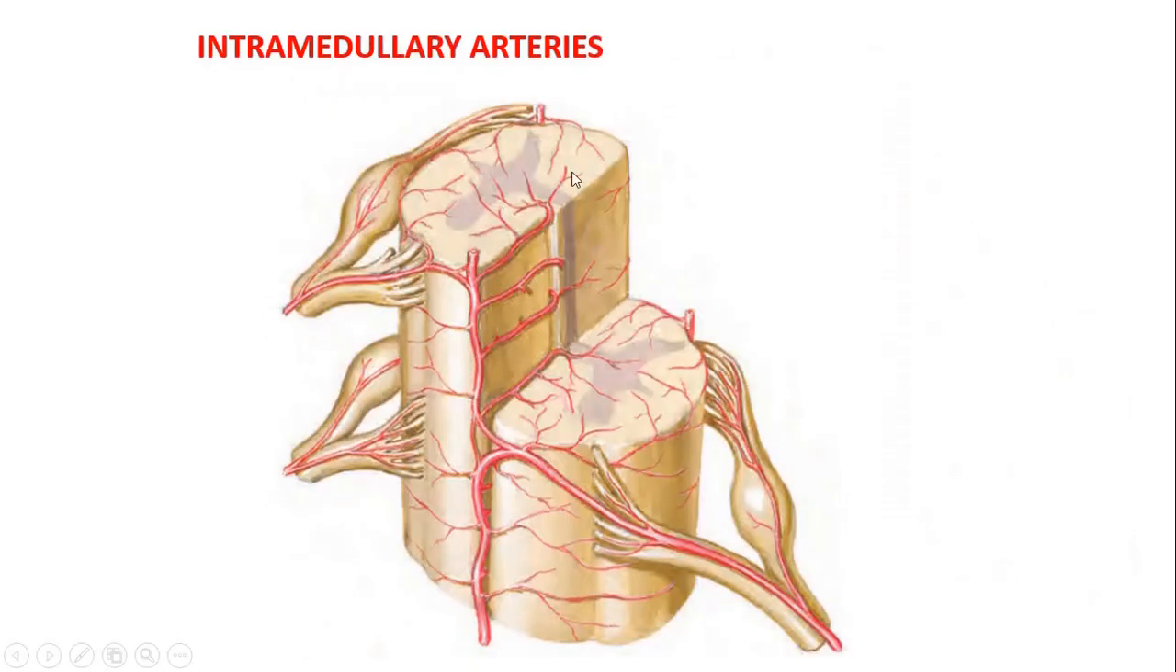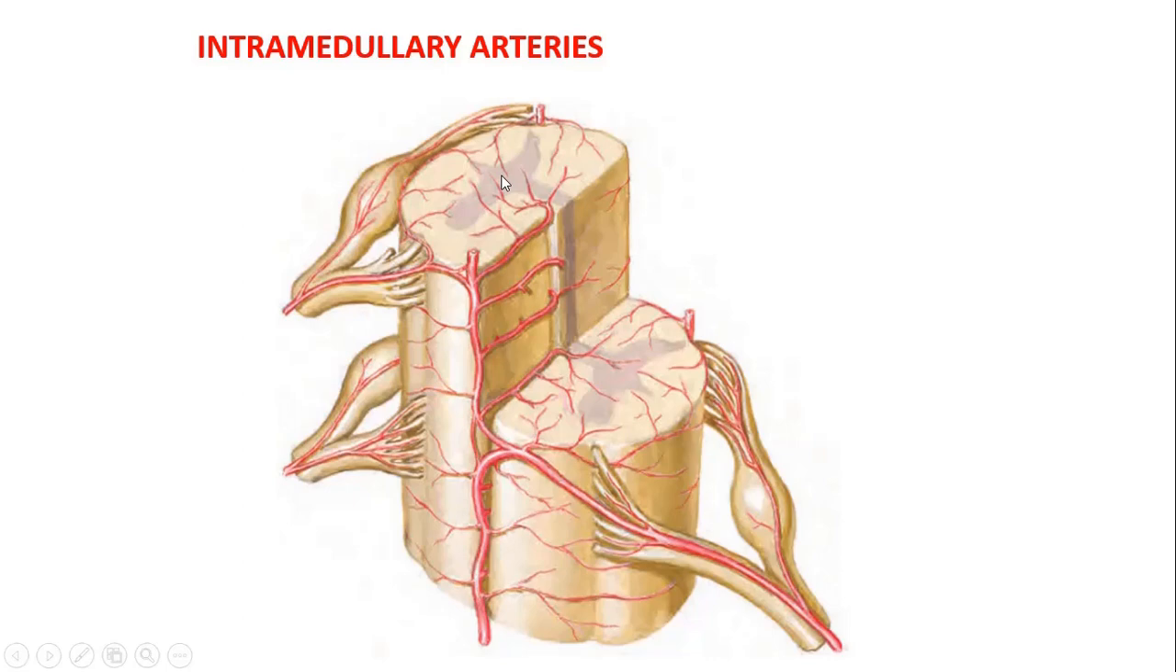And lastly, there are the intramedullary arteries, which supply the innermost region of the spinal cord. The central branches of the anterior spinal artery, this is the anterior spinal artery, and these are the central branches, supply about 2/3 of the cross-sectional area of the anterior part of the cord. Almost this much region will be supplied.